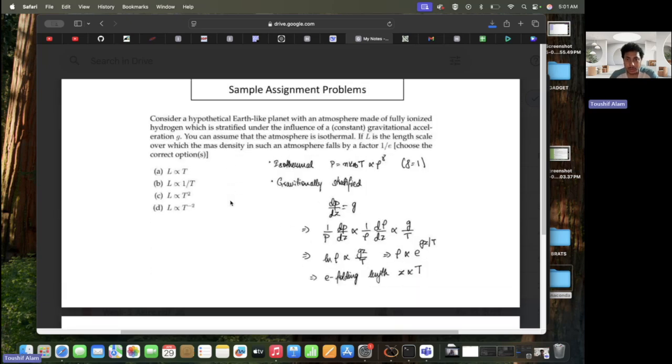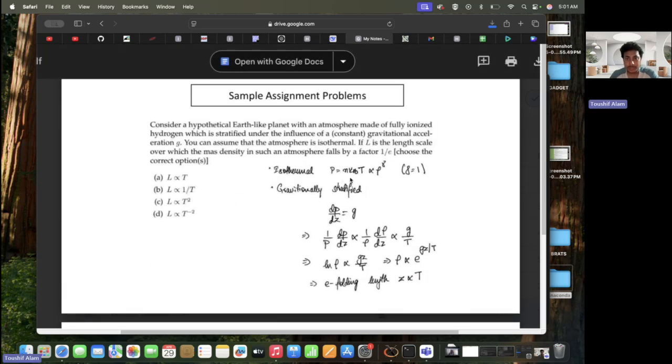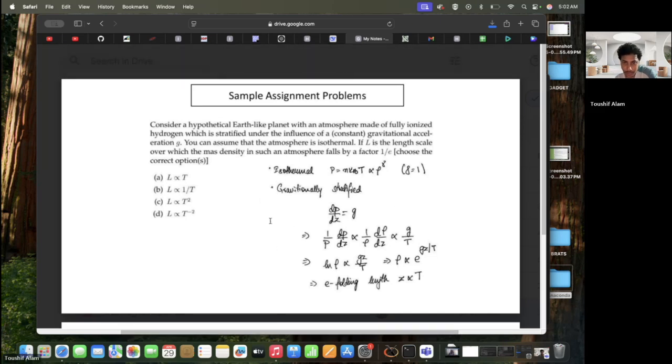So you will know that for the isothermal case, P follows the ideal gas equation, and the barometric relation follows rho to the power gamma. Right. So for gravitational stratification, the pressure gradient dp dz is g, right?